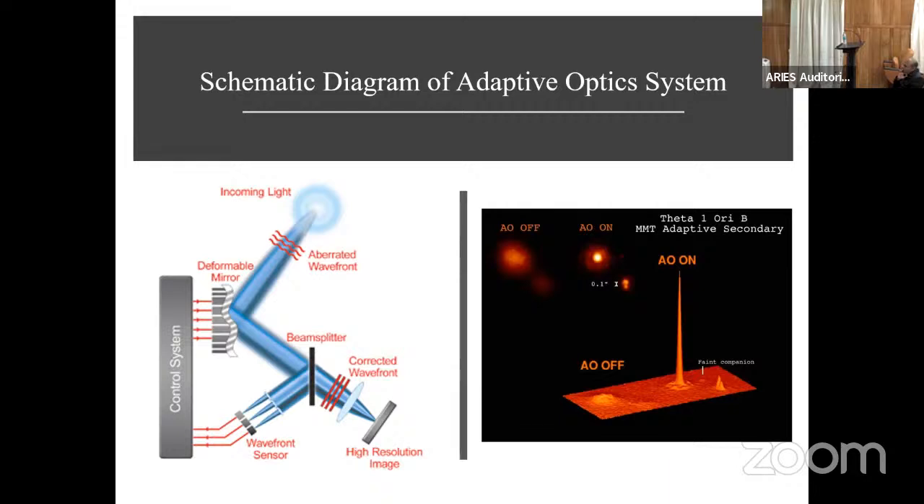And then shift and add, they used one after the other. That is called lucky imaging. One after the other, add them up, and then you get the sharpest image. This is the best way to do it.